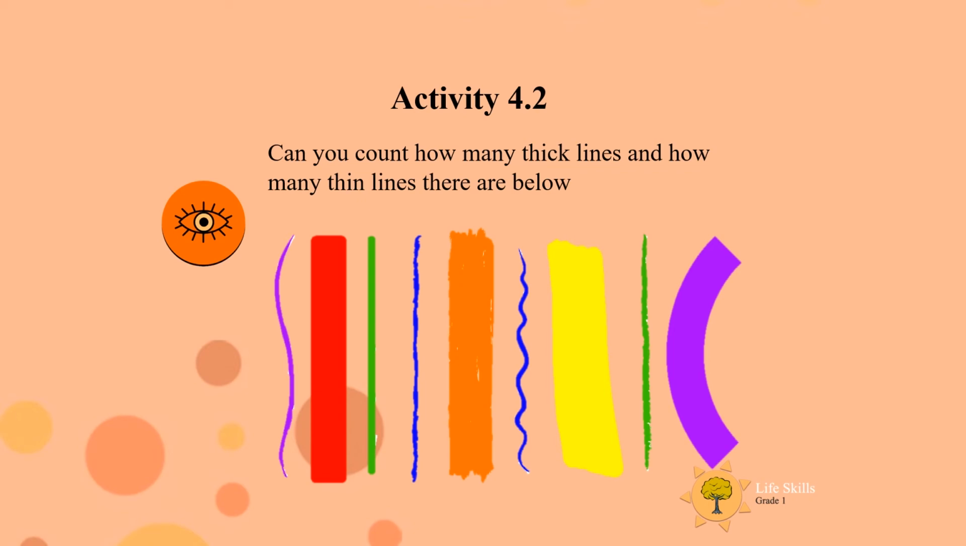There are 1, 2, 3, 4 thick lines. And then there are 1, 2, 3, 4, 5 thin lines.